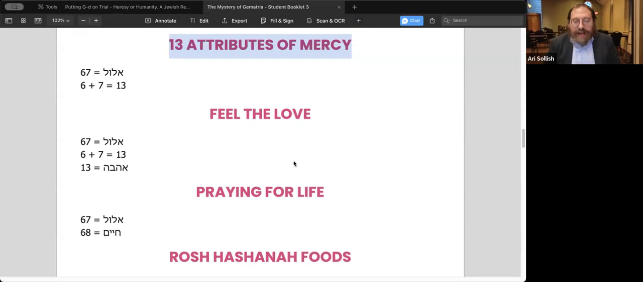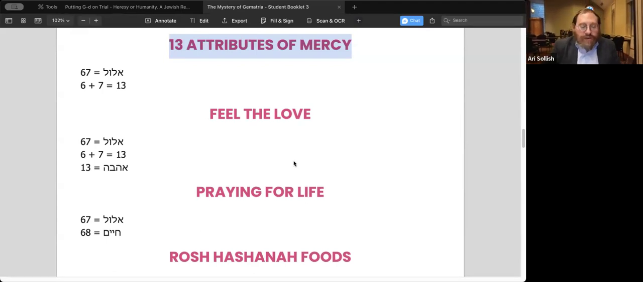Now, one other significant element about 13. 13 is also the numerology in the Gematria of the Hebrew word ahava, which means love. I'm now under the caption called Feel the Love. So Elul is 67, that's been well established. 6 plus 7 is 13, that's also well established in every community, including the mathematic community. 13 is the numerology of the word ahava. Let's go through it. Aleph is 1, Hey is 5, Bet is 2, and Hey once again is 5. 5 plus 5 is 10, plus 2 plus 1 is 13. Ahava, love, is 13.